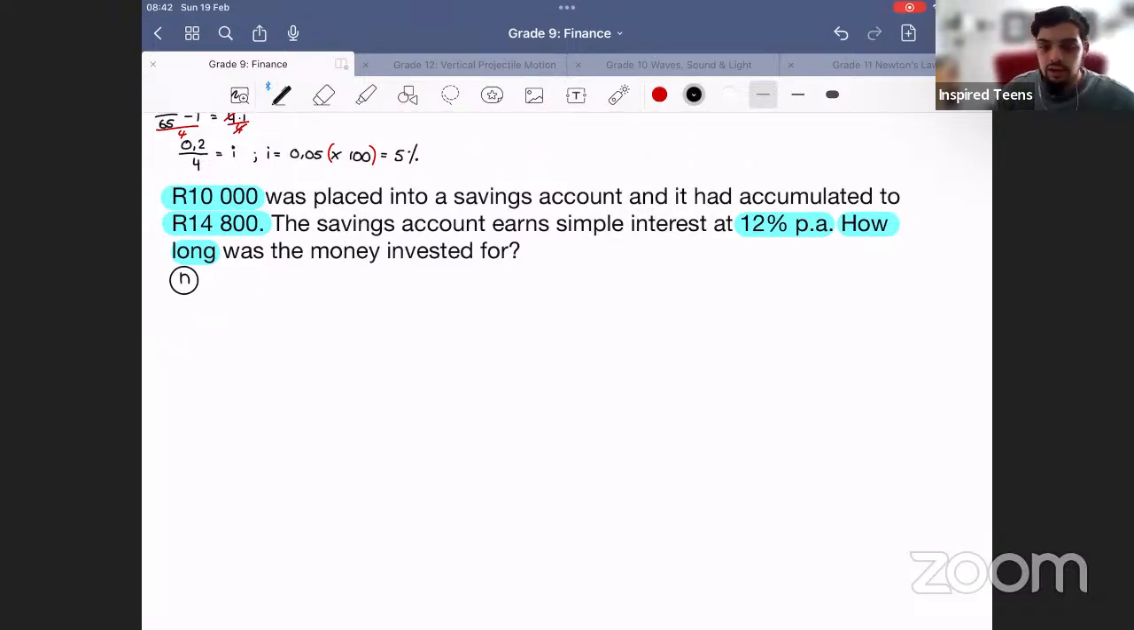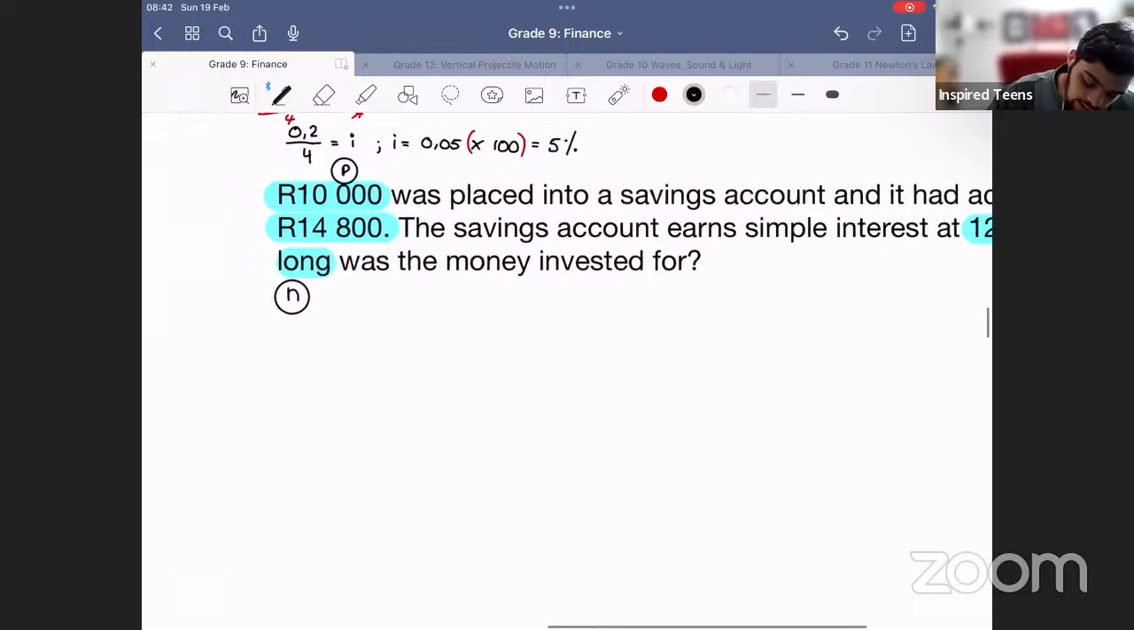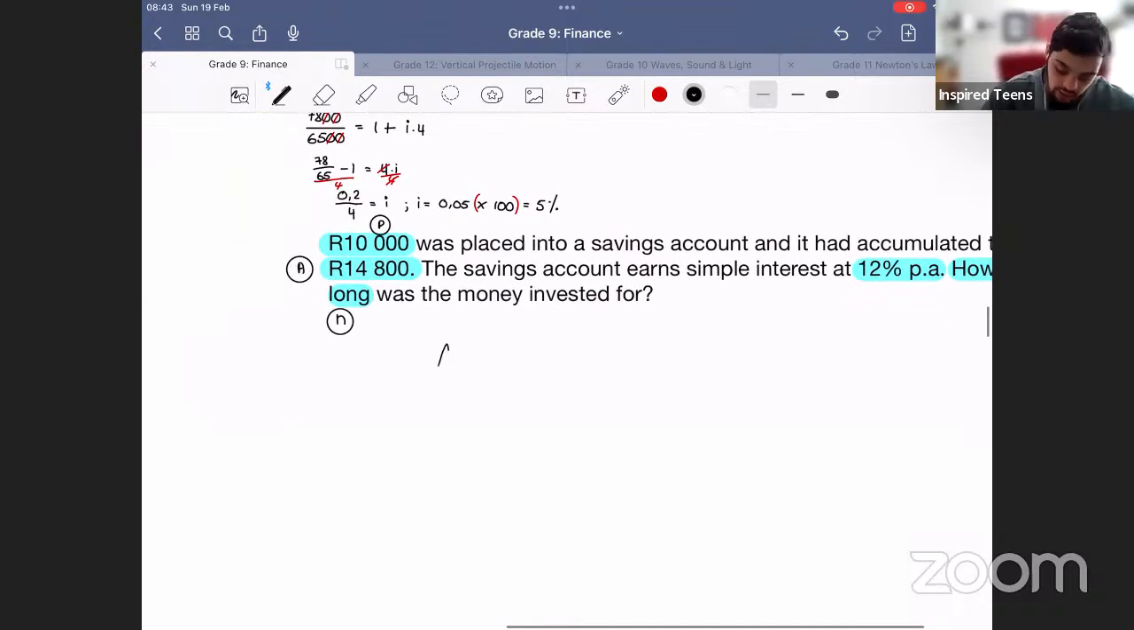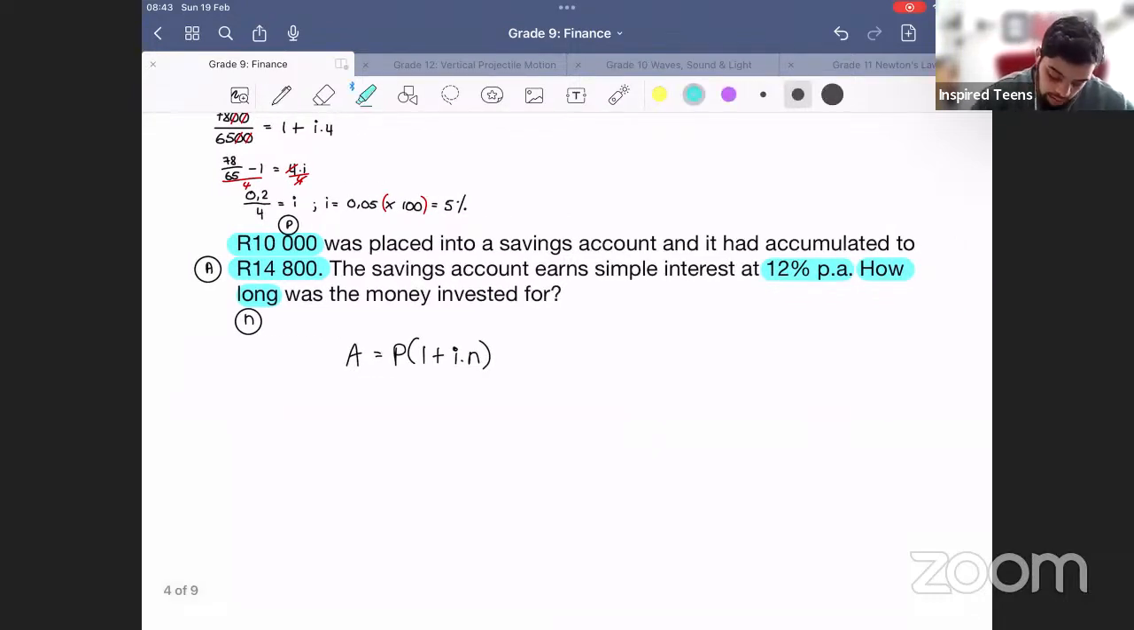Okay, 10,000 Rand was placed into the savings account initially, basically, and then it had accumulated to 14,800. So it grew to 14,800. So this is P, prior to interest, the 10,000 Rand. And the 14,800 is after interest, after it had grown with interest, right? After being invested for these 8 years. So again, we're going to use A is equal to P, open brackets 1 plus I times N. And we have A, we have P, we have I. They want us to calculate N.